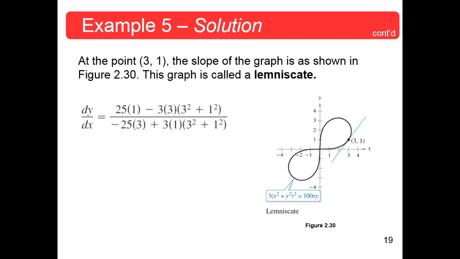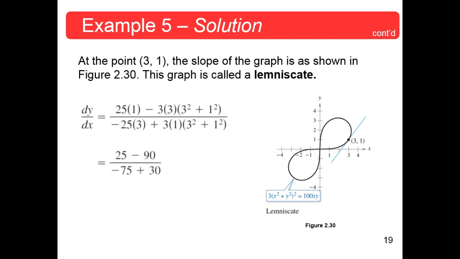And then we plug in the 3, 1. And after a bit of work, they tell us this graph is a lemniscate. Yay! I'm so glad that it is. Okay? Certainly not a function, is it? Okay? But pieces of it could be a function.